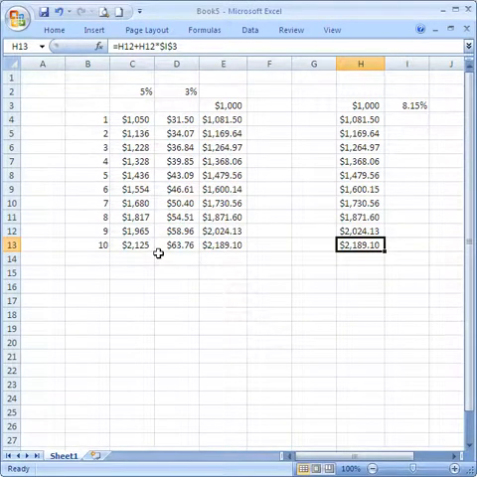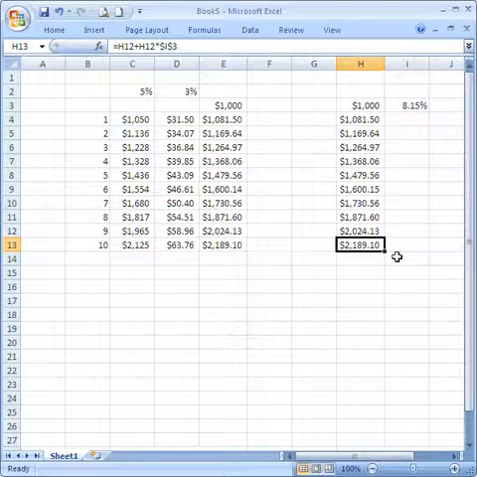Here we have an investment in stock in which we put $1,000 in, take no money out for 10 years, and then get $2,189.10. Here we have a savings account with the same cash flows, $1,000 in, and 10 years later, $2,189.10 out. The internal rate of return, that is, the rate you need to earn in a savings account to have the same cash flows as the stock investment, is 8.15%.